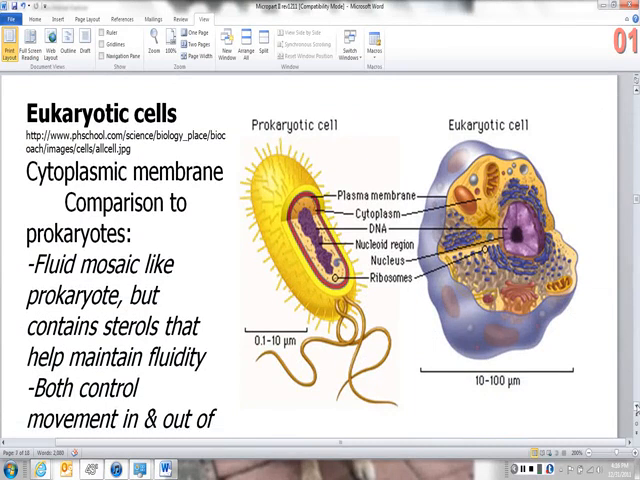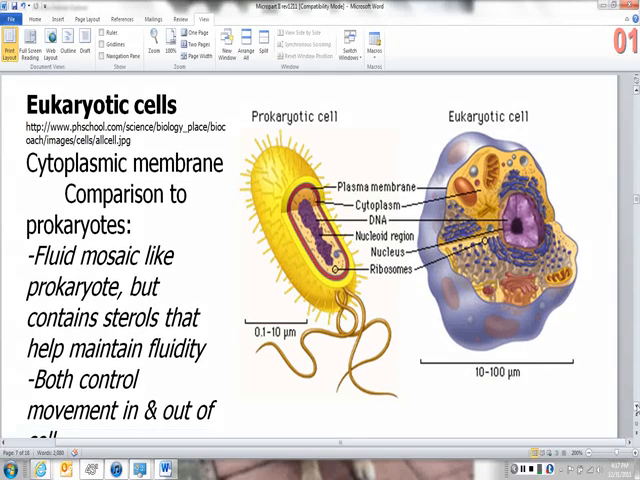We find some other differences between the prokaryotes and eukaryotes. The cytoplasmic membrane is a fluid mosaic like in prokaryotes, but also contains sterols to help maintain the fluidity of the membrane. Both will control movement in and out of the cell, but there is no group translocation in the eukaryotes.